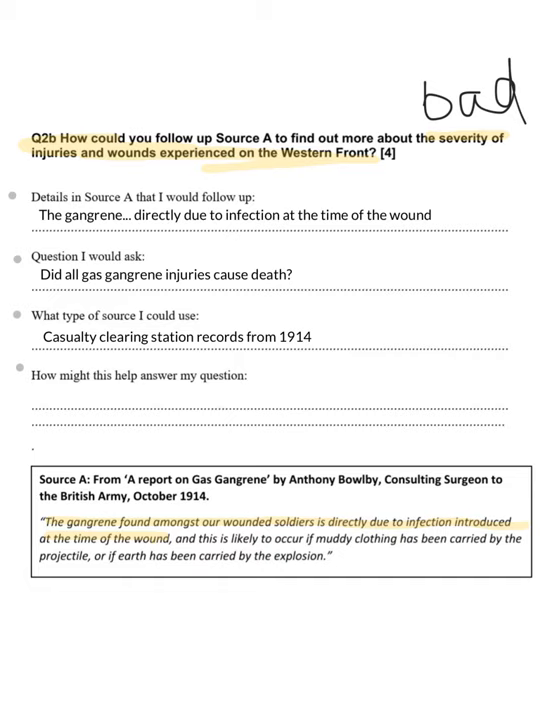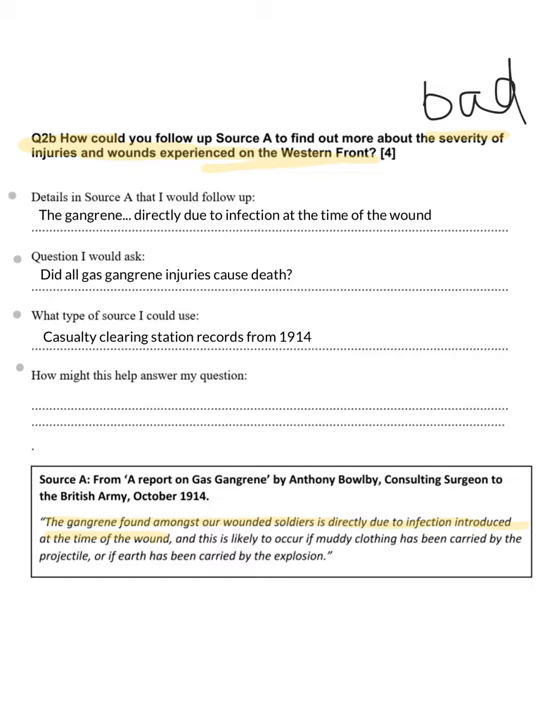If, for example, in your assessment it mentioned the Battle of Arras, you could say a casualty clearing station from the Battle of Arras from 1917. That would be great, really specific. So now I'm on my last bit so far. I've got 3 out of 4. Well done. I'm looking now to say, well, how would that help me?